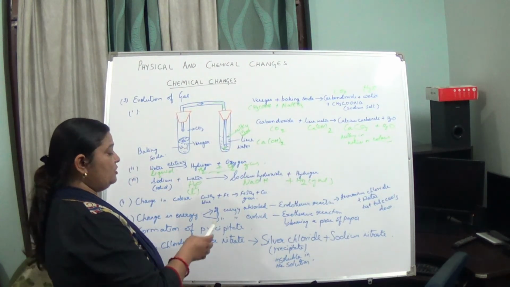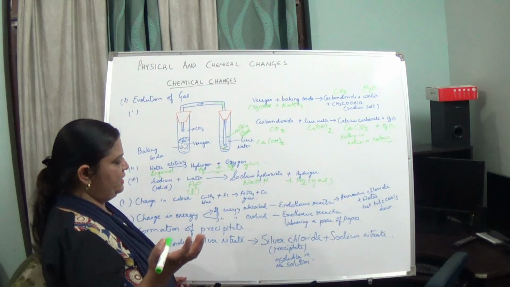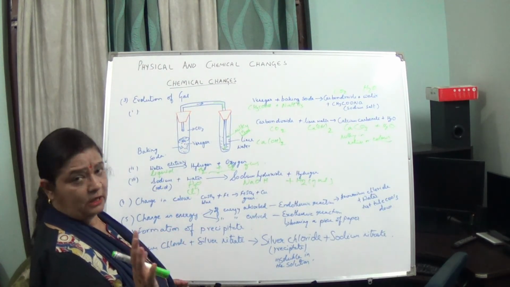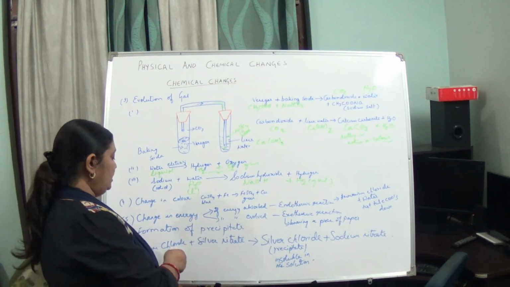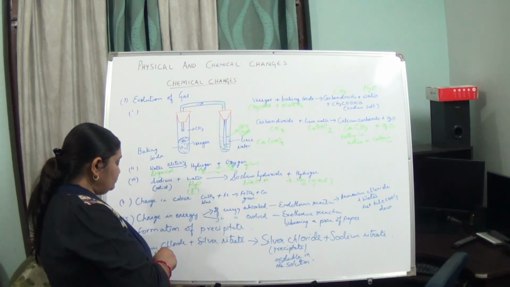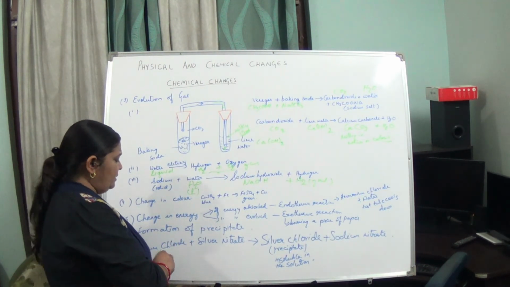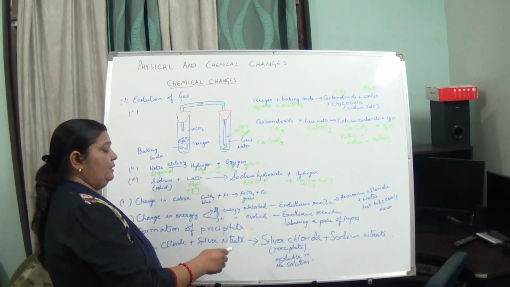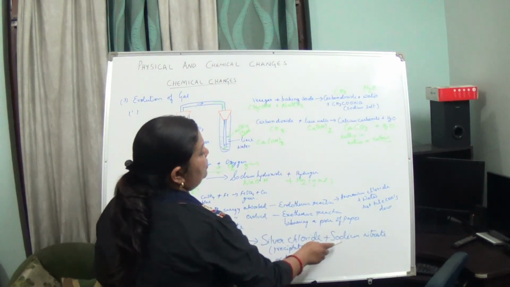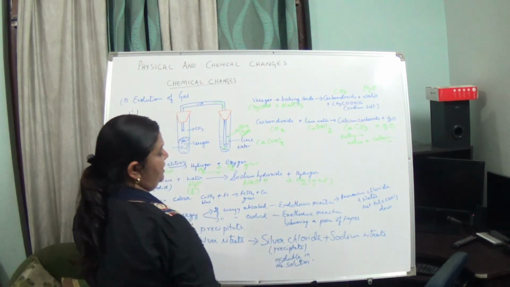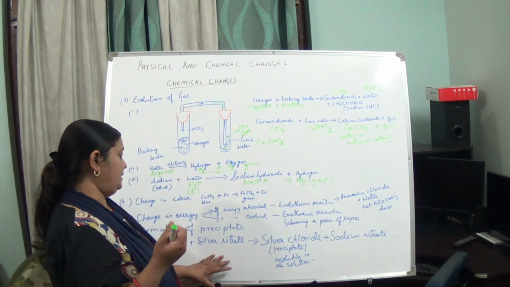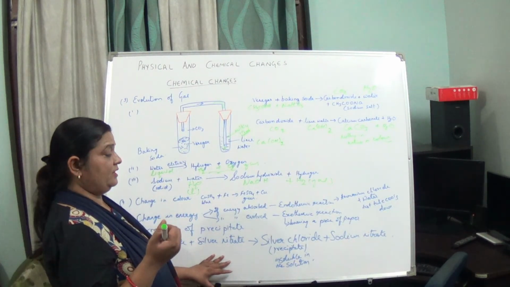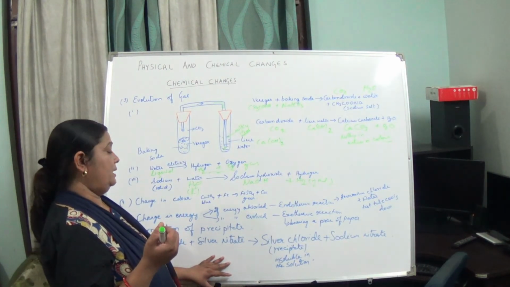Now formation of a precipitate. What is a precipitate? It is an insoluble substance in the solution, formed after a chemical reaction. So here you can see we have taken the example of sodium chloride plus silver nitrate. We are getting silver chloride plus sodium nitrate. Here silver chloride acts as a precipitate. It is insoluble in the solution, a slippery-like substance and solid in nature.